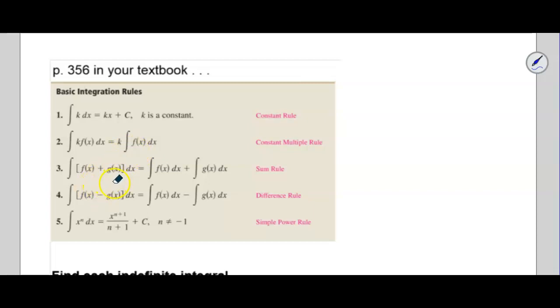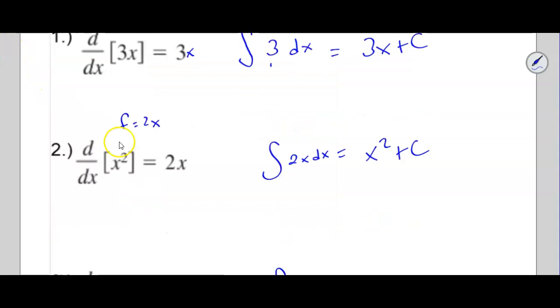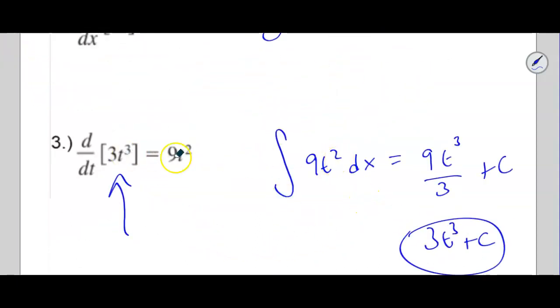The sum rule tells us that we can integrate these separately, the function f of x plus the function g of x. The difference rule, again, you can integrate that separately. And then the power rule would be as follows. It would be x to the n plus 1 divided by n plus 1, plus c. We just did that right here, when the integral of this would be 2 plus 1 divided by 2 plus 1. N plus 1 divided by n plus 1. So in this case, 2 plus 1 is 3, divided by 2 plus 1, which is still 3.